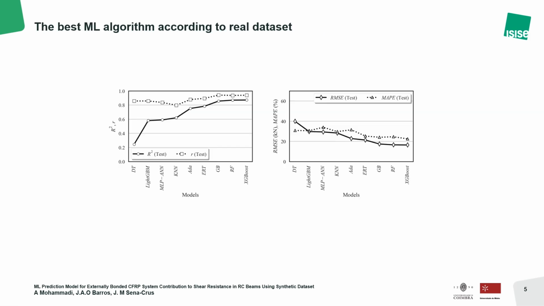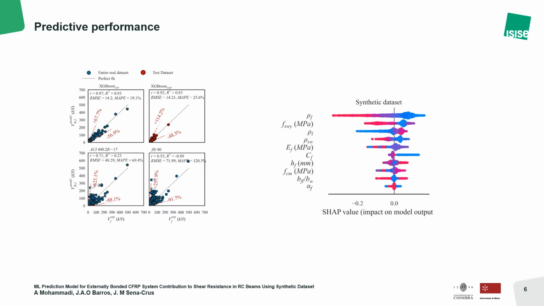The best performing algorithm according to the real data set is XGBoost, which will also be used for developing the model for the synthetic dataset. As can be seen, the prediction performance of the model trained with synthetic dataset has improved compared to the model trained with the real dataset, and in total it's better than the predictions produced by the previous existing models. The SHAP value also shows that the prediction model is producing smooth results consistent with the physics of the problem.